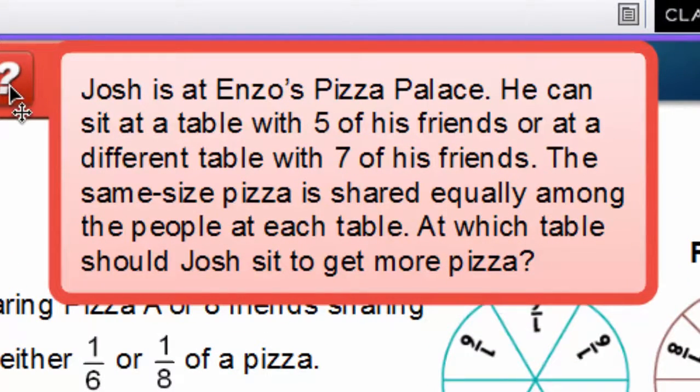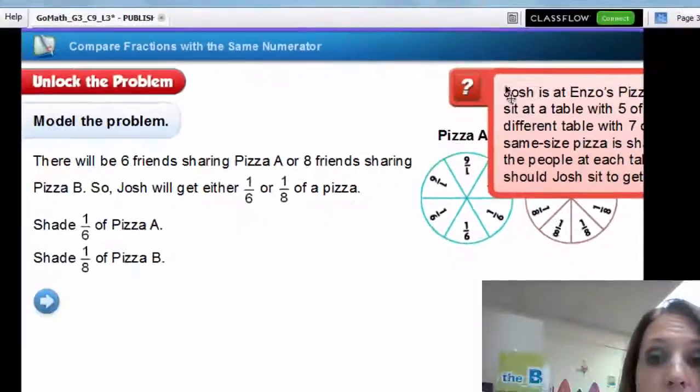Josh is at Enzo's Pizza Palace. He can sit at a table with 5 of his friends or at a different table with 7 of his friends. The same size pizza is shared equally among the people at each table. At which table should Josh sit to get more pizza? Okay, so he can sit at a table with 5 of his friends or at a different table with 7 of his friends. Same size pizza. Remember, that's important because if you are comparing fractions, the whole has to be the same size.